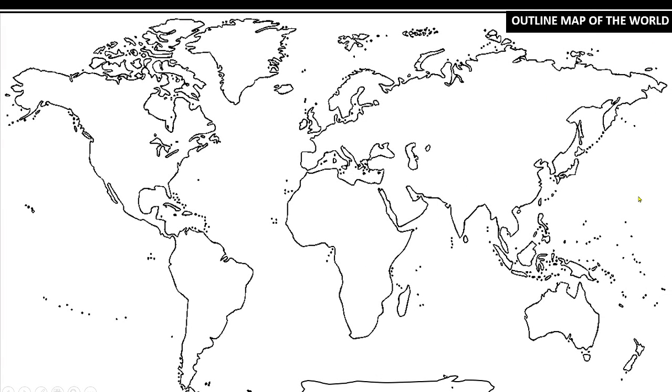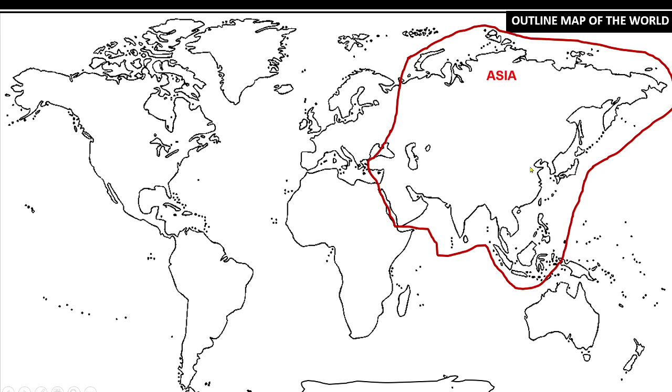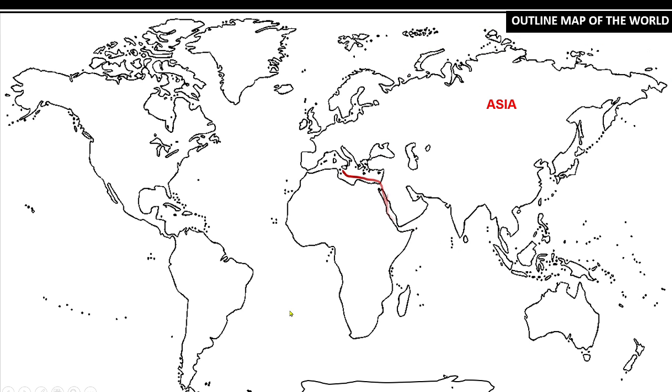Before locating any place or country on the world map, it will be better to know the number of continents and oceans along with some seas. We know very well there are 7 continents and 5 oceans. Out of 7 continents, Asia is the largest continent, followed by Africa. So Africa is the second largest continent.